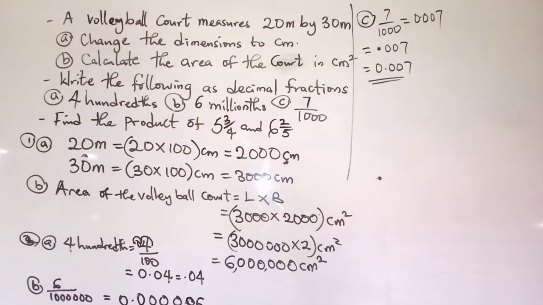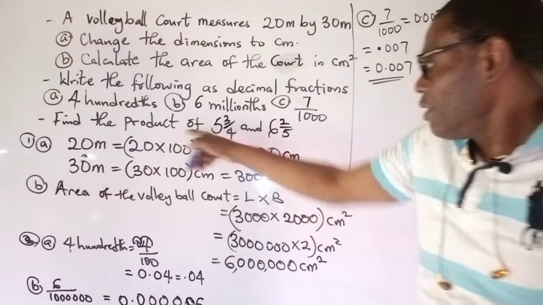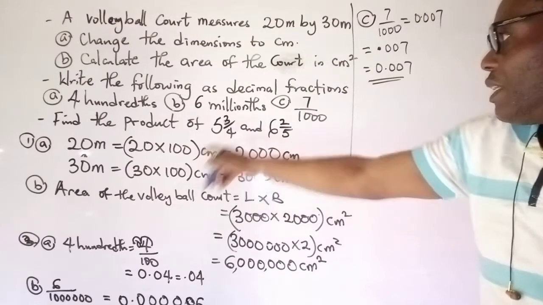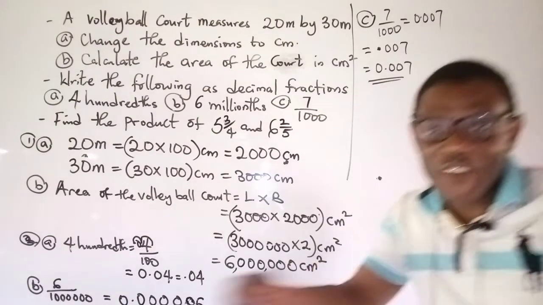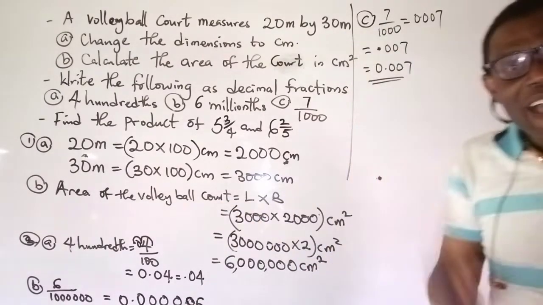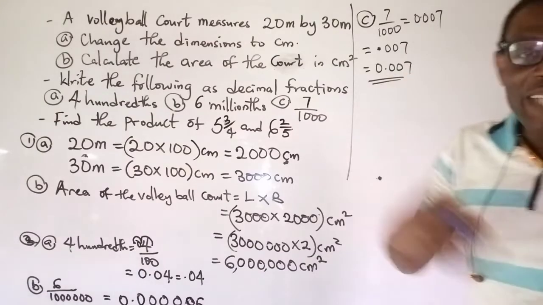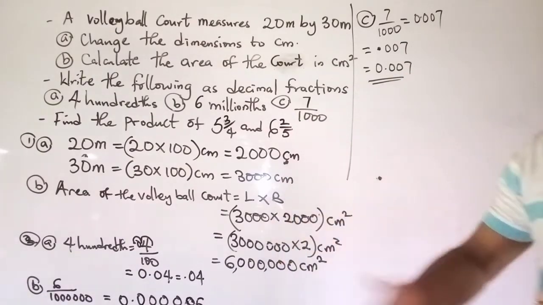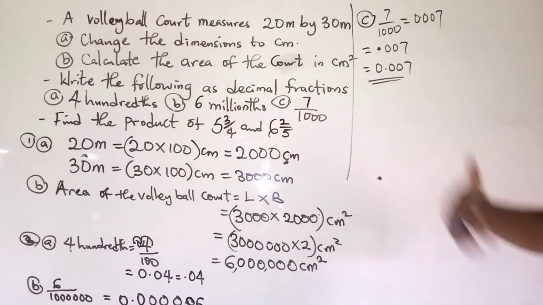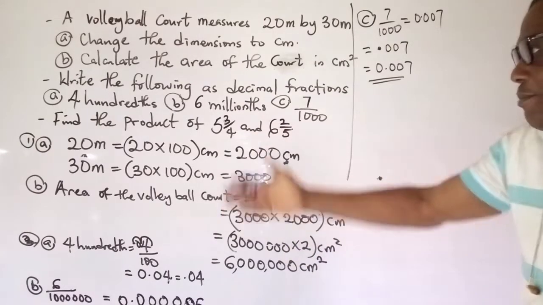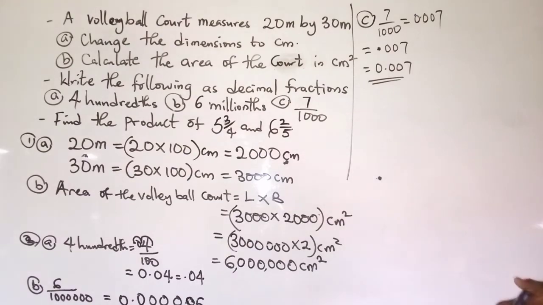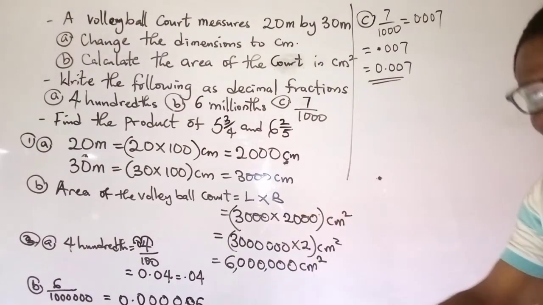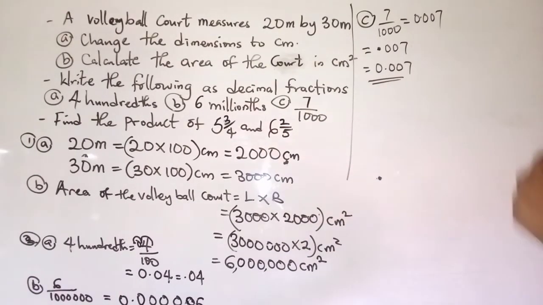Now, let's go to the last one, which is to find the product of these values. Of course, you know product is multiplication. Difference is minus, subtraction. Addition, of course, you know is plus. Sum is addition. Product is multiplication, and difference is subtraction.